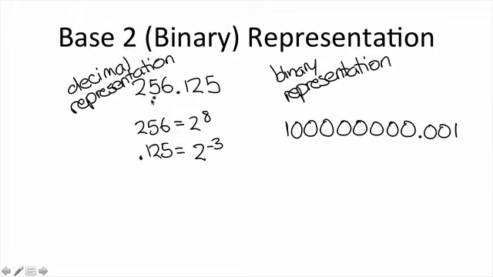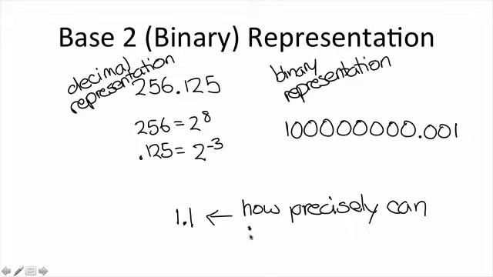And the reason why I chose this specific number is because it can be represented exactly in both decimal and binary, which is not the case for most numbers. Suppose, for example, I had instead chosen the number 1.1. So it's an exercise for the reader how precisely you can represent this number.